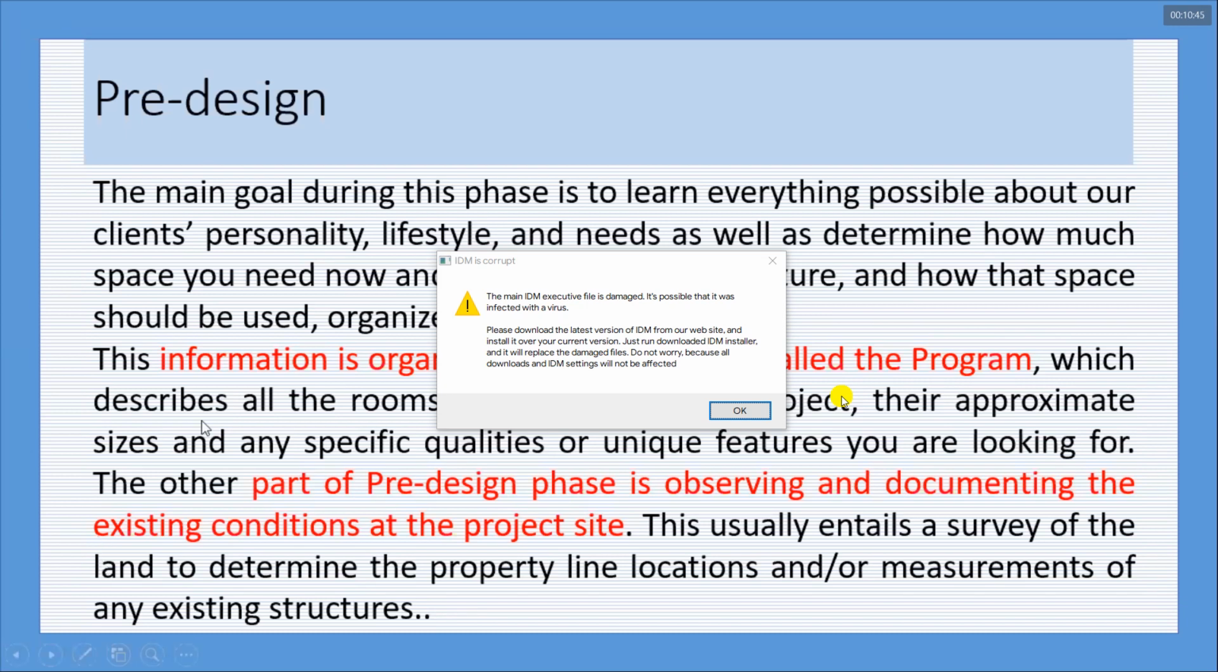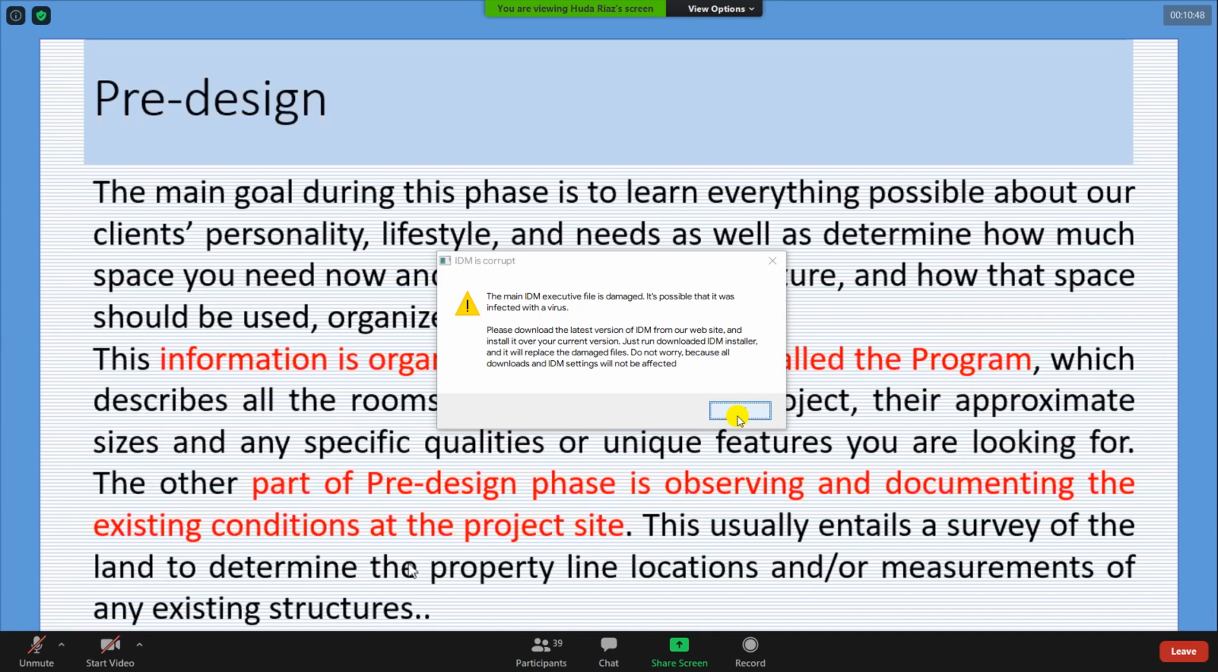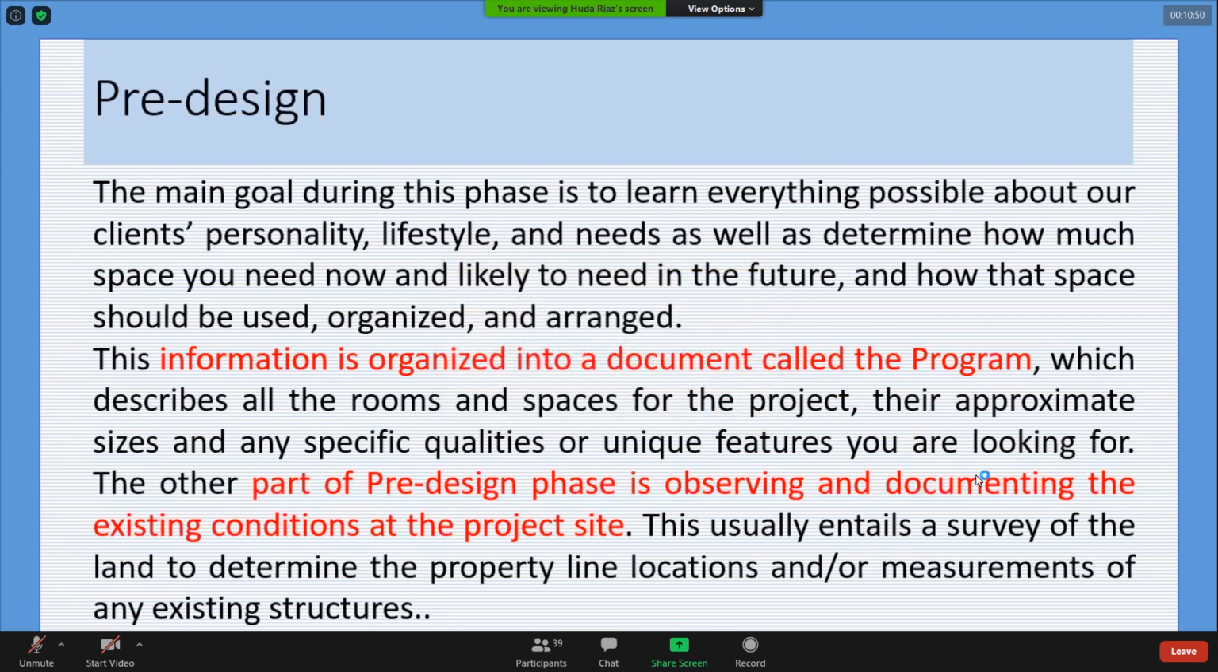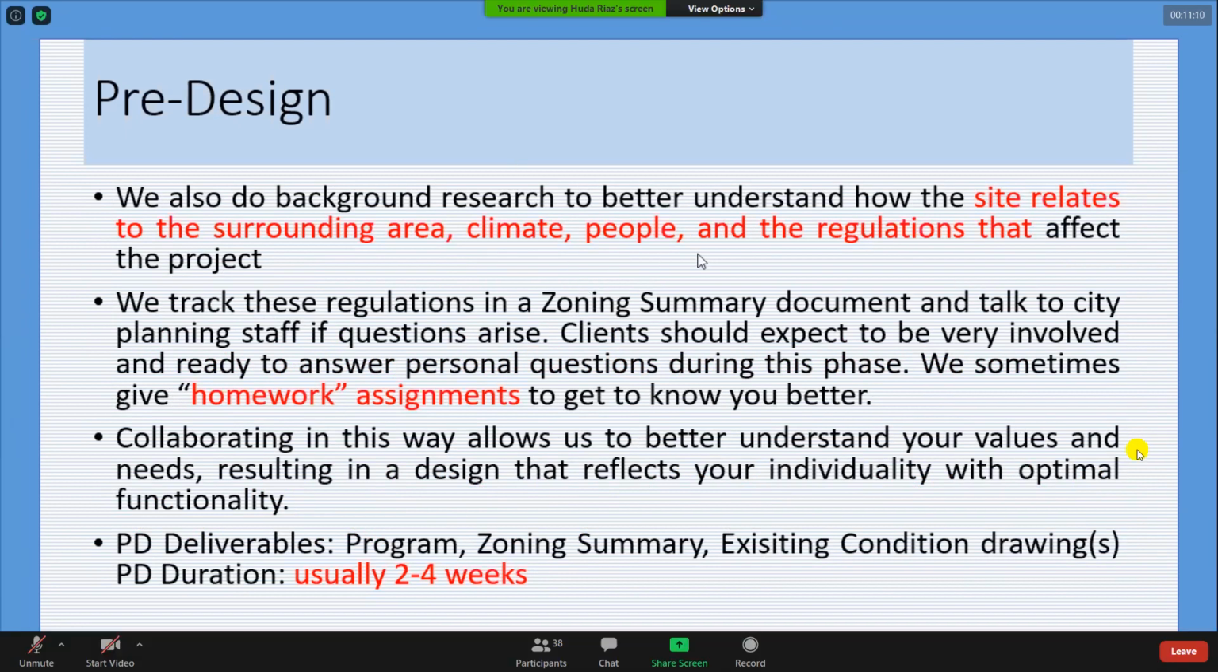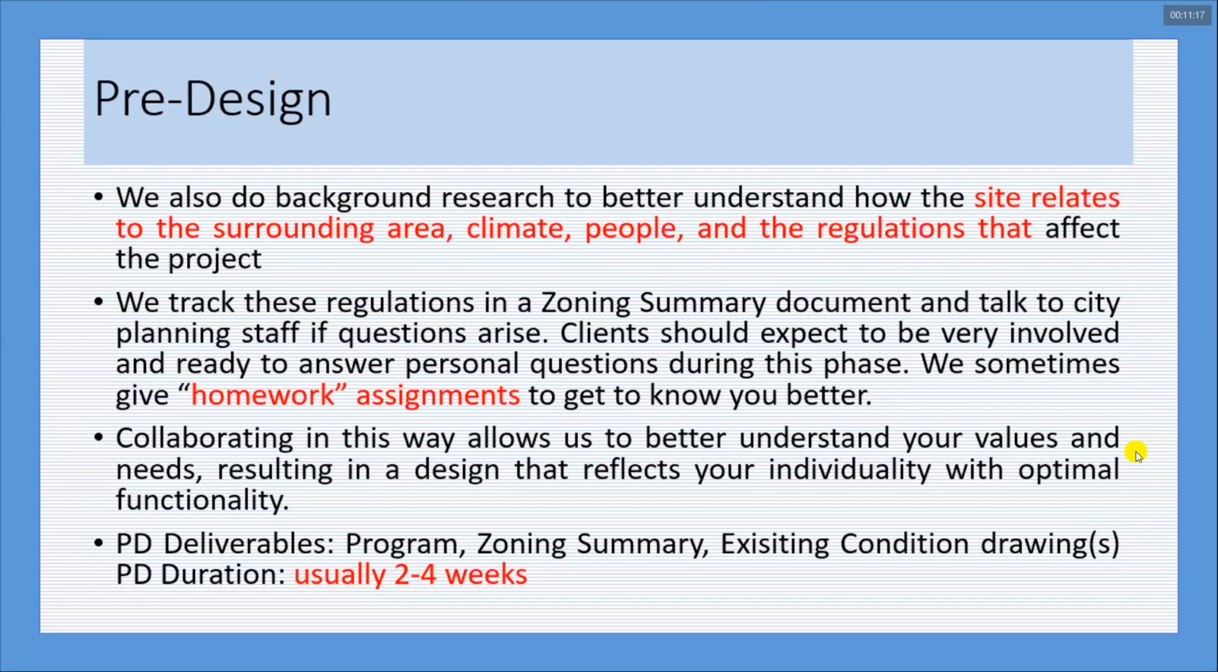For example, demarcation or measurement of the existing structure within the site, after analyzing the surrounding area, climatic condition, the local people living in the surroundings, and rules and regulations that affect the project. For example, height specifications of the building, or according to the site, you have to see the bylaws. Then you track the zoning summary. We have already discussed what zoning actually is.